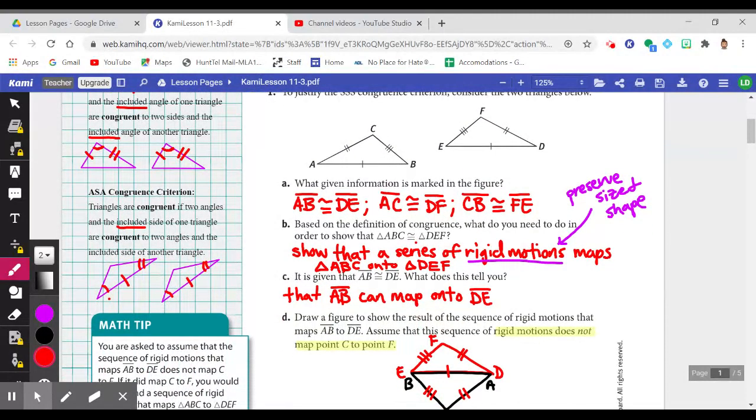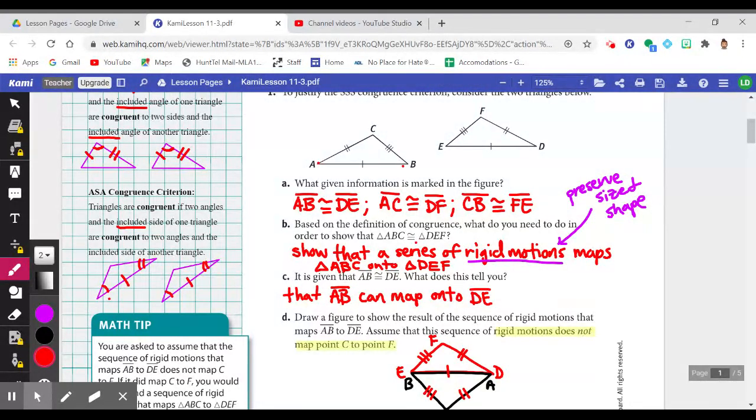A said, what given information is marked in the figure? Line segment AB is congruent to DE. Line segment AC is congruent to DF. Line segment CB is congruent to FE. So hopefully you can see, depending on how many marks, that's what parts we're actually suggesting are congruent. So segment AB had one mark on it. Segment DE had one mark, so we're saying that those two segments specifically are congruent.